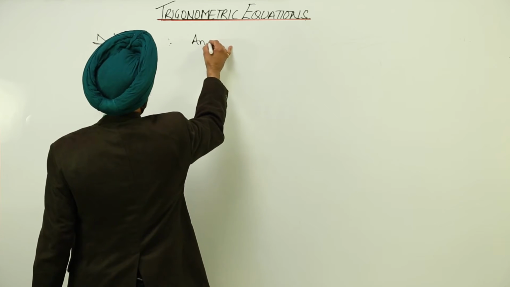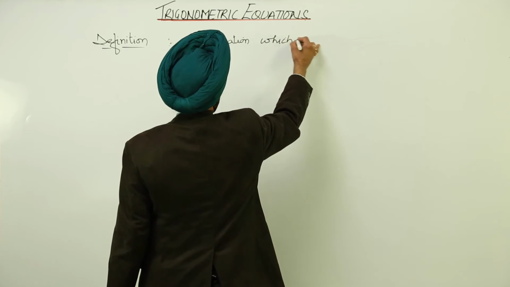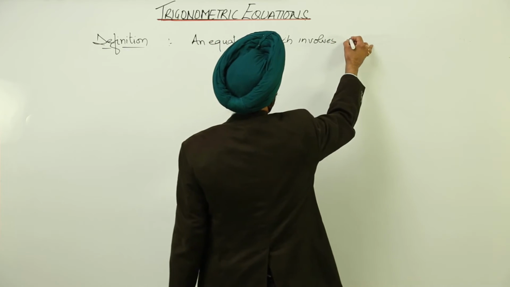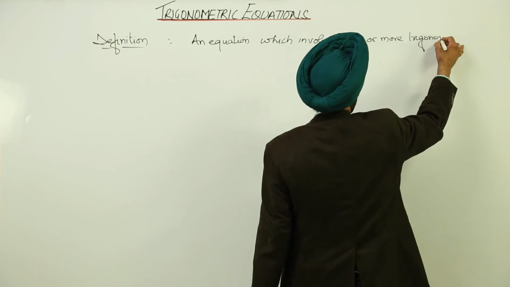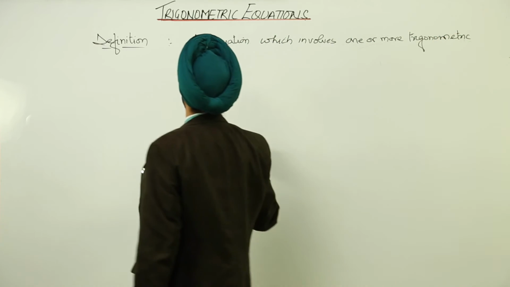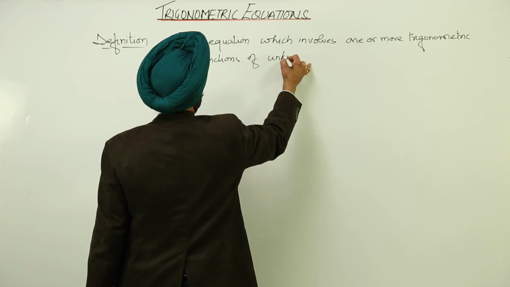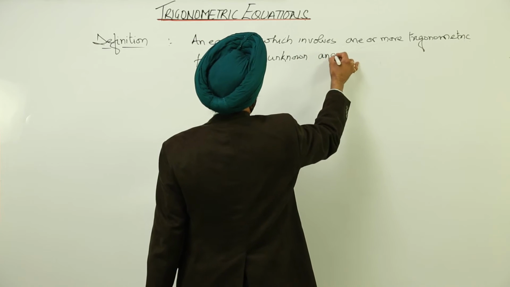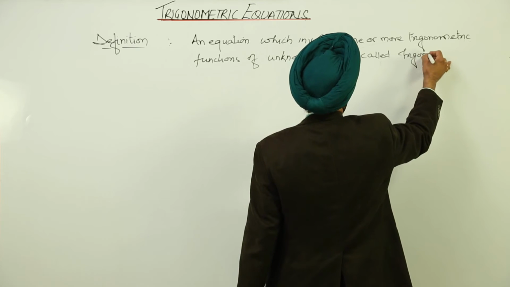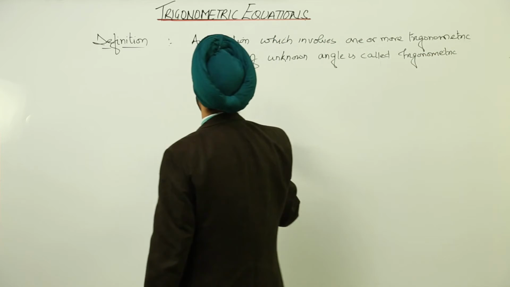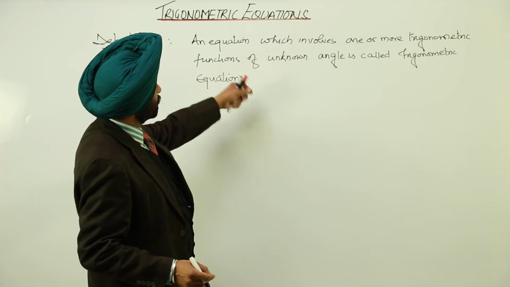Now, an equation which involves one or more trigonometric functions of unknown angles is called a trigonometric equation. Is called trigonometric equation.